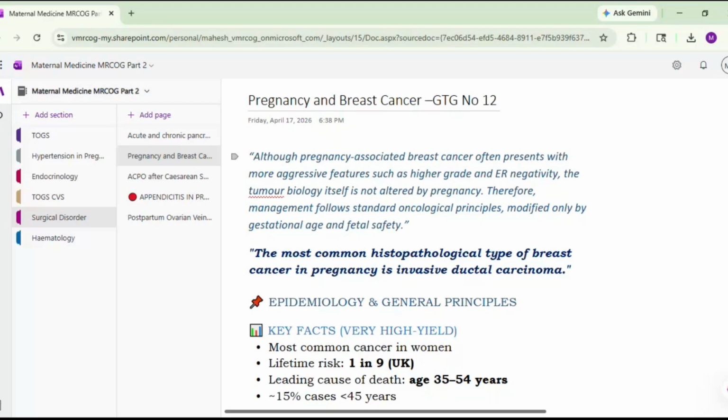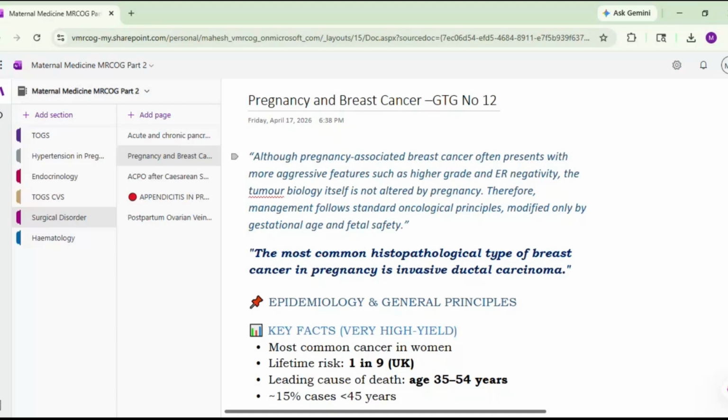So what exactly about breast cancer and pregnancy: how frequent it is, which type of cancer is common, what kind of treatment the patient is taking, and how it will affect the pregnancy. That is all we are going to see here in this class today.